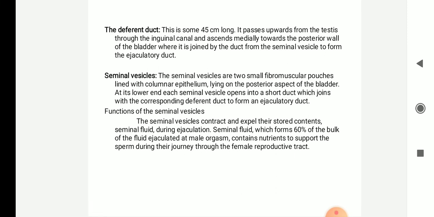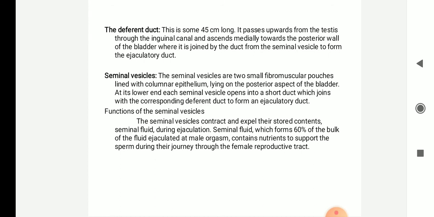This is 45 centimeters long. It passes upwards from the testis through the inguinal canal, and it ascends medially towards the posterior wall of the bladder, where it joins with the duct from the seminal vesicles to form an ejaculatory duct.